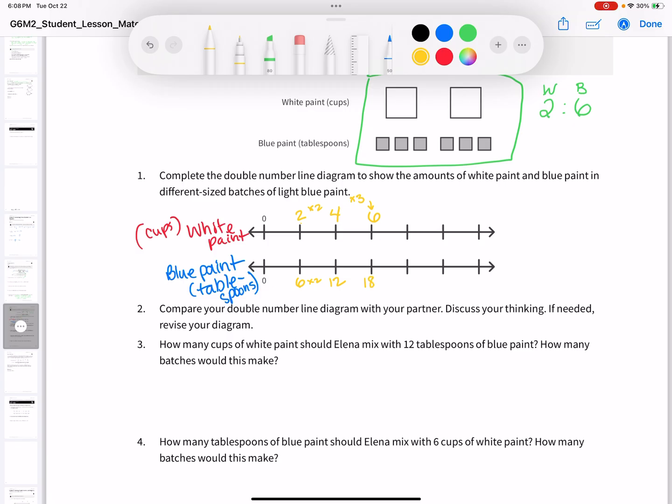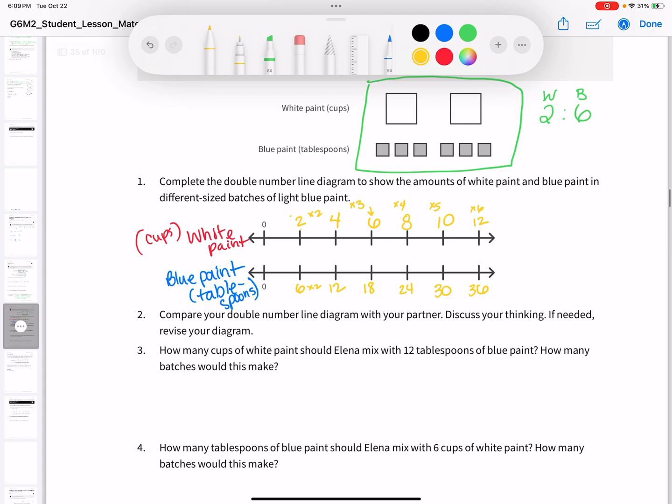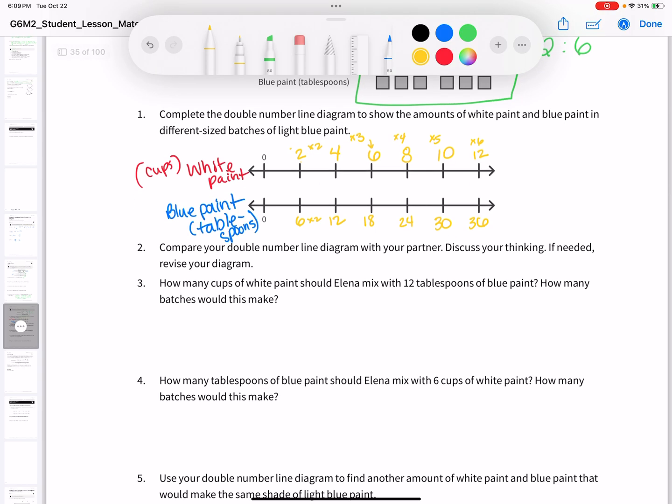Let's keep going. 2 times 4 is 8. So we're multiplying by 4 now. 6 times 4 is 24. Now we're multiplying by 5. 2 times 5 is 10. 6 times 5 is 30. Now we're multiplying by 6. 2 times 6 is 12. 6 times 6 is 36. So now we have made a double number line for each batch of this light blue paint. All right, we're good with that.